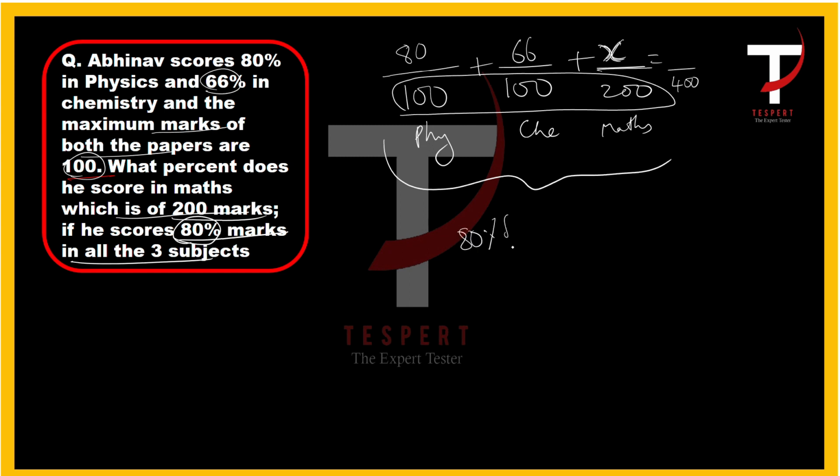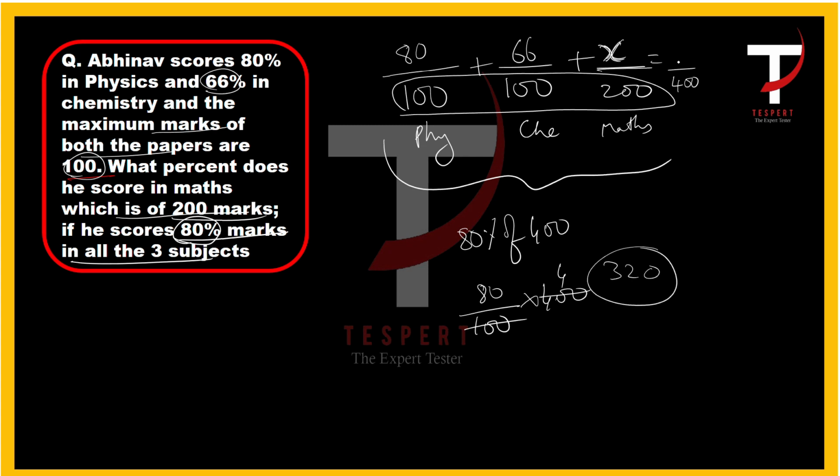So what is 80% of 400? 80 by 100 into 400, which is how much? 320, right? 80% of 400 is 320. So overall he scored 80% out of the total marks, and he scored physics 80, chemistry 66, and maths x. So we need to find x. What percent does he score in maths?